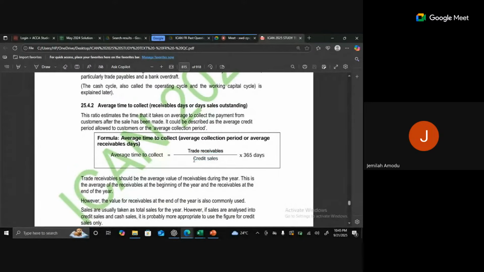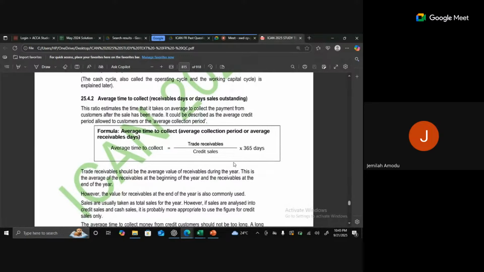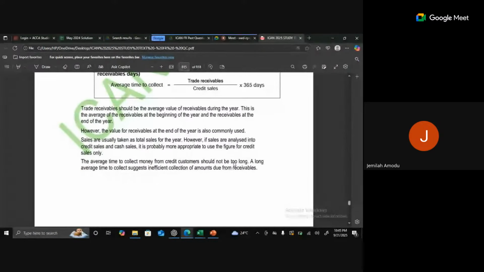You're comparing trade receivable over your credit sales, for you to know that, okay, these sales that I made, in comparison with my receivables, how long will it take me to recover my money? That is basically what you are calculating. They say trade receivable should be the average value of receivable during the year. Of course, this is if you are given receivable at the beginning and the ending, then you take the average. If what you have is only one receivable, you use it like that. However, the value of receivable at the end is commonly used here.